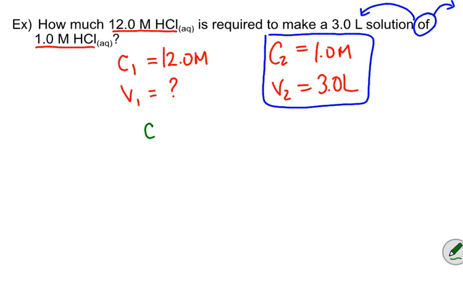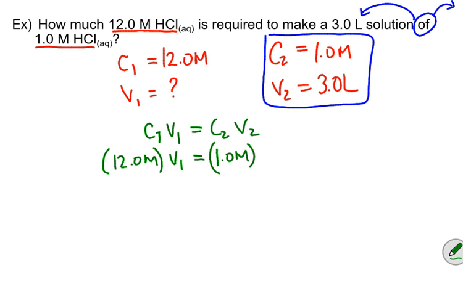Okay, so let's plug in. In this case, I'm asking you to find V1. So C1 V1 equals C2 V2. I'm allowed to do that because I'm diluting my acid. So C1 is 12 molar. V1 I'm trying to find. C2 is 1.0 molar. And V2 is 3.0 liters. Okay, I don't have to convert anything from milliliters to liters in this case, which is nice.